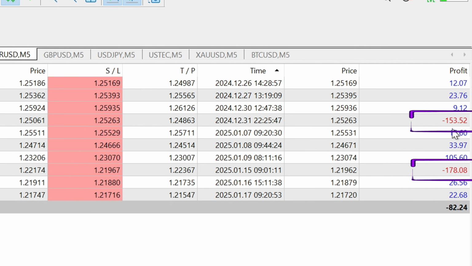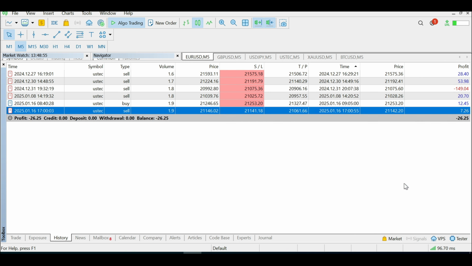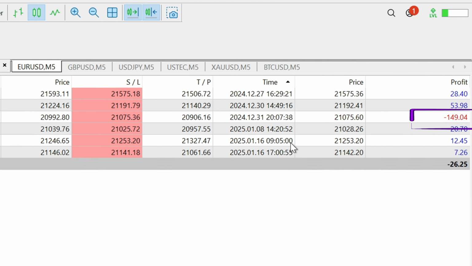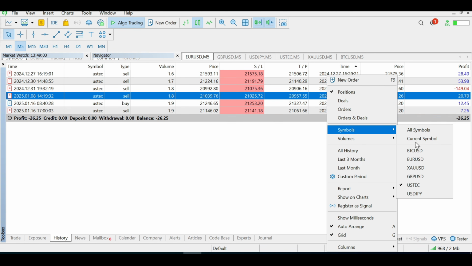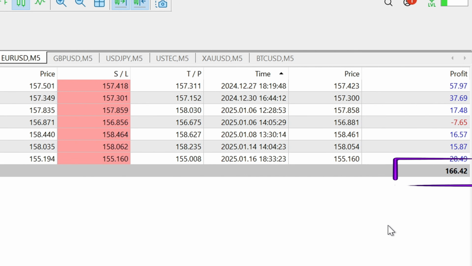GBPUSD took 2 losses, so around 1.5% in negative. Nasdaq also a very similar story. One loss trade of 3%, almost covered by 5 profit trades. Now banking on the 90% win rate, it is heading in the right direction. And lastly, the USDJPY, which is also around 3% in profit. So far, no losing trade. So in my book, it is at break even because if the next trade goes to hit the stop loss, all of this profit is going to be wiped out.